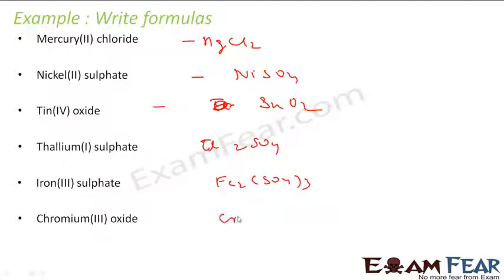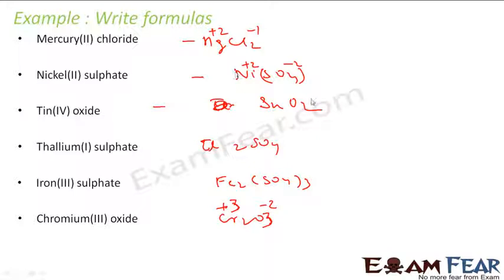Chromium oxide, Cr2O3. Why? Because the oxidation number is plus 3. So plus 3 into 2 is 6, and minus 2 into 3 is minus 6. Overall it is 0. Similarly, mercury has plus 2, chlorine has minus 1, overall 0. Nickel sulfate, Ni is plus 2, and SO4 generally gives you minus 2, so the whole thing is 0.